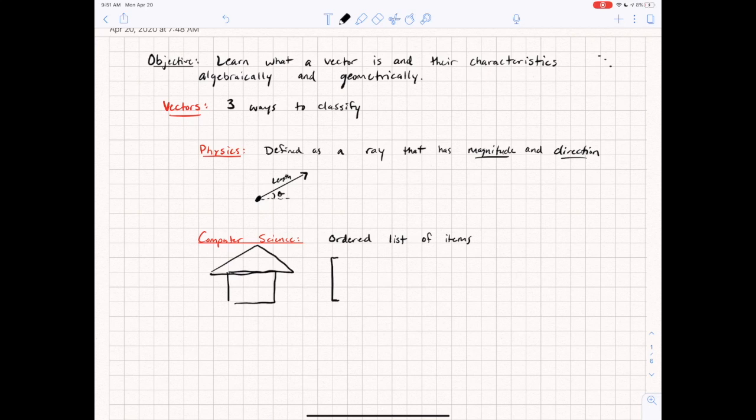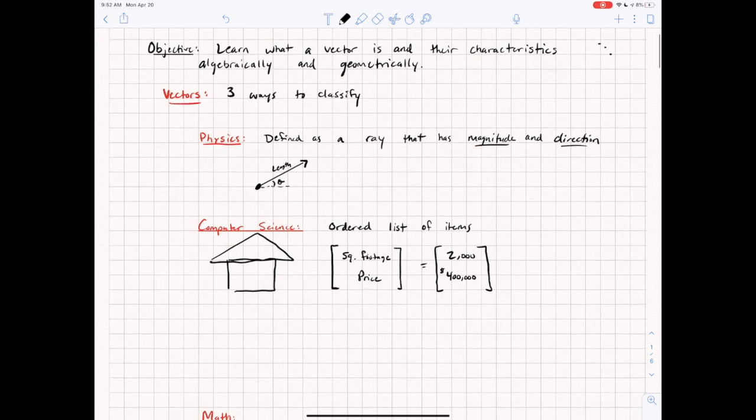And let's say I want to talk about it in terms of square footage, so the size of the house, compared with the price of the home. So in this example, square footage would be something like maybe 2,000 square feet. And the price for something like that in Atlanta could be 400,000. And so notice that when we have an ordered list and when we talk about a vector in terms of computer science, the order, like where an item is, actually matters.